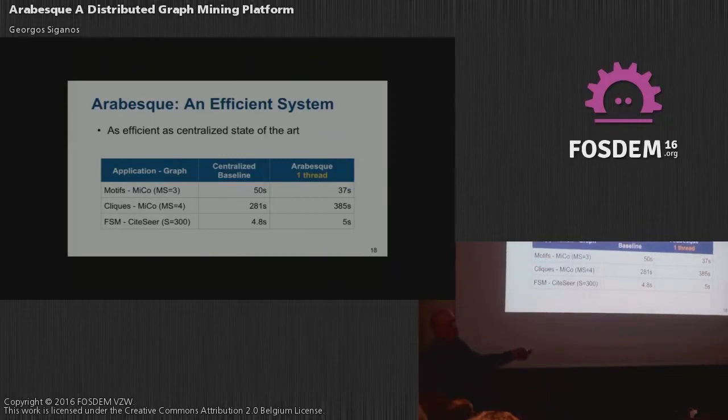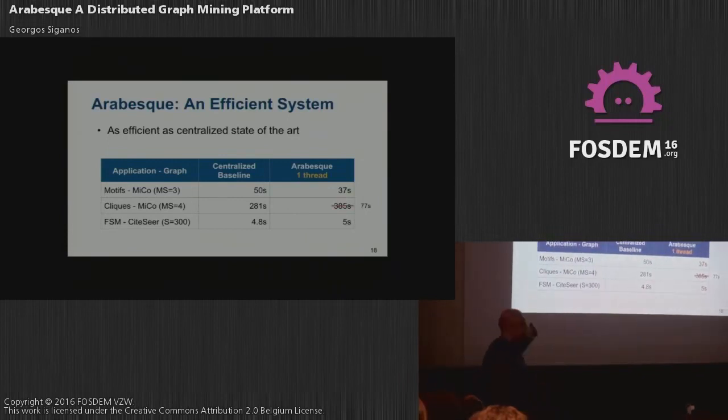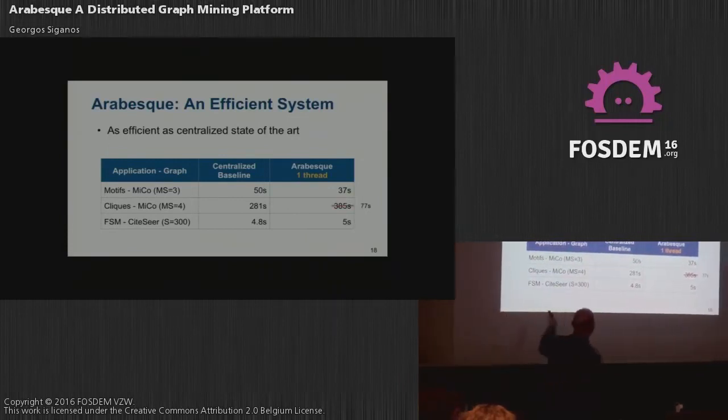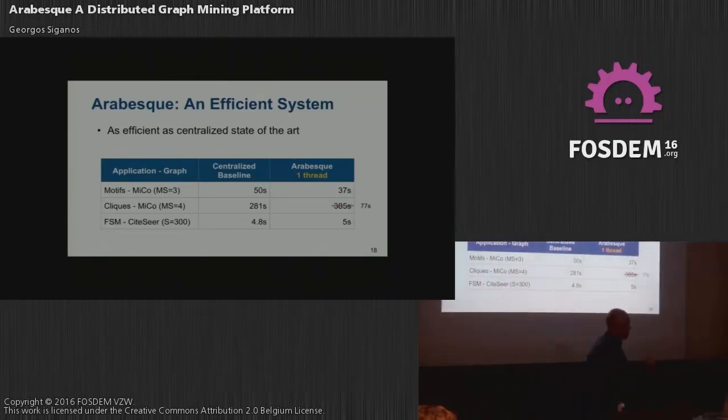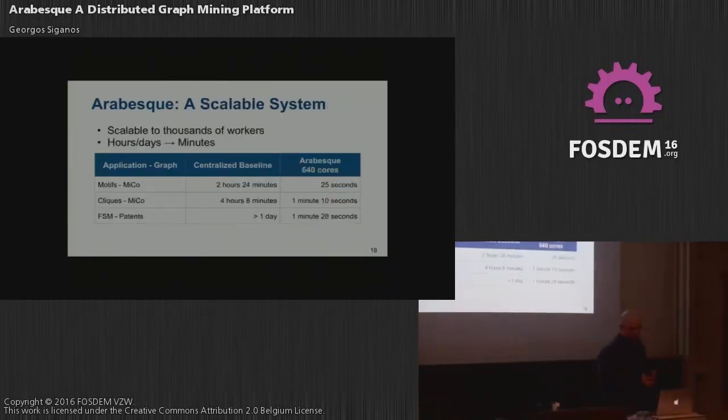And for cliques, it used to be a little bit worse, but now with some optimization we have done in the system, it's actually much faster than what the C code does. And for FSM, it's, let's say, almost the same. What is the important thing though?